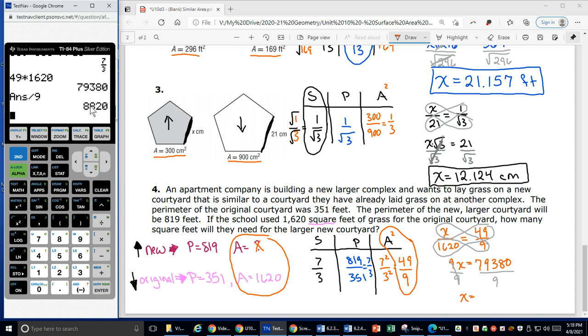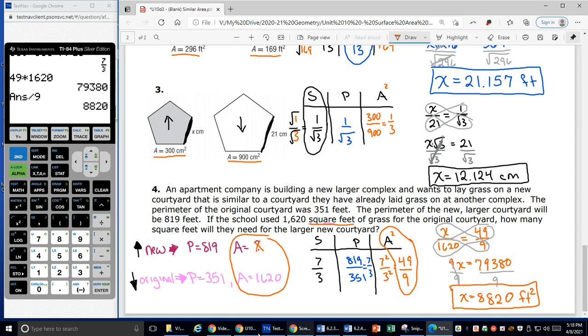How much grass do I need to get? I need to get 8,820 square feet of grass. That is how much we're going to need for the new courtyard at the new complex, a much bigger courtyard than the original courtyard. Okay? All right.